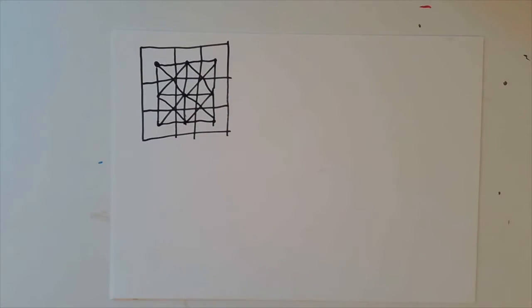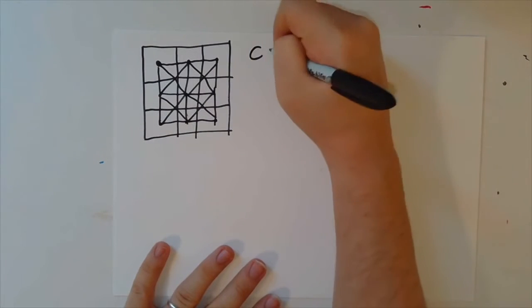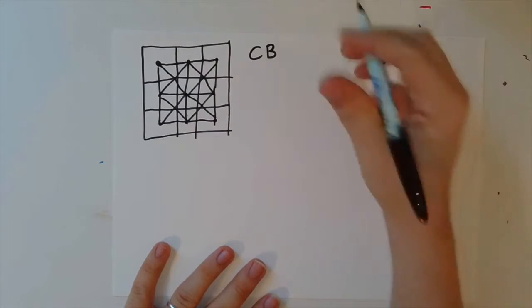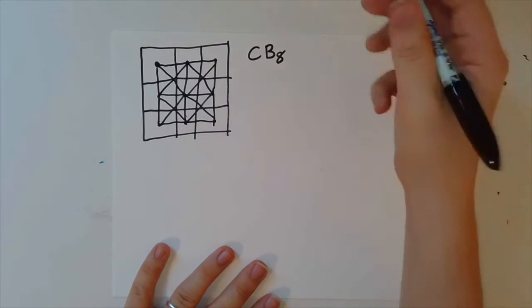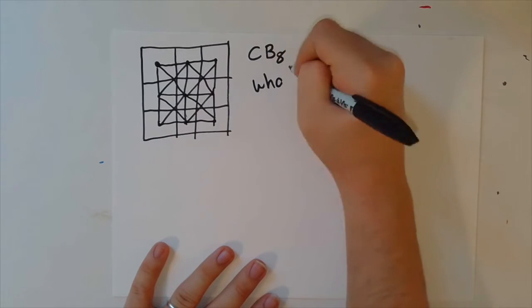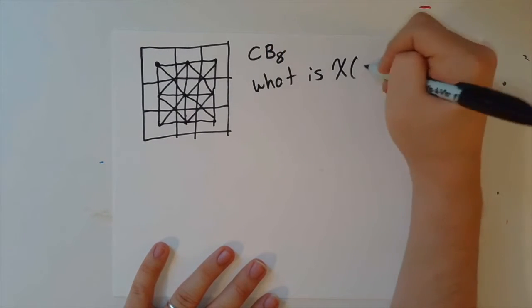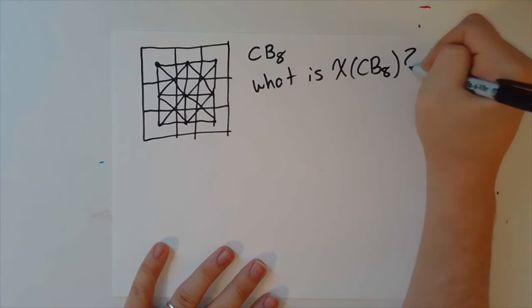So there and there, there and there, there and there. Okay. So if you want to phrase this in chess terminology, what I've really said is that 2 squares are connected by an edge if a king can move between them. And so if I call this the chessboard graph, which I'll abbreviate CB for chessboard graph, or CB8 for the 8x8 chessboard graph, then my question is, what is chi of CB8?